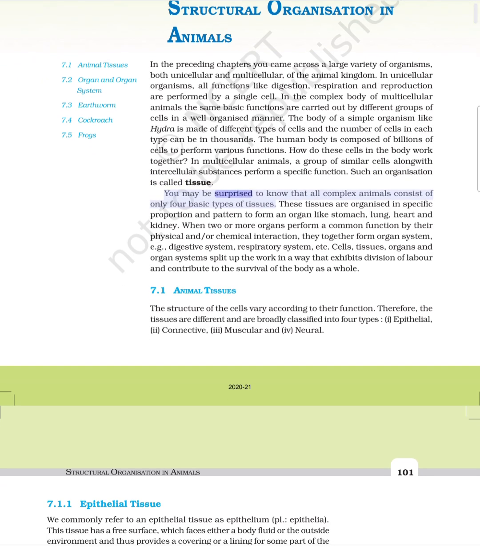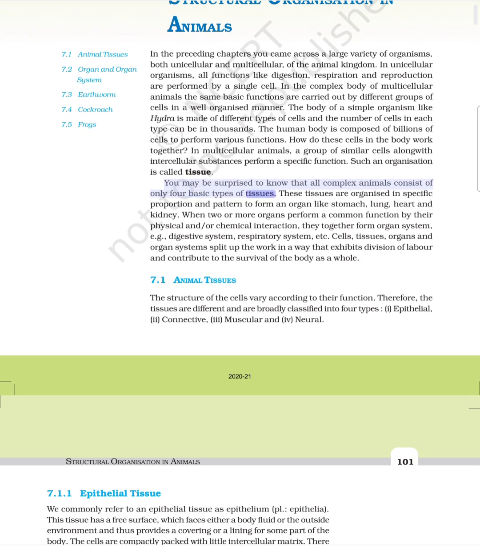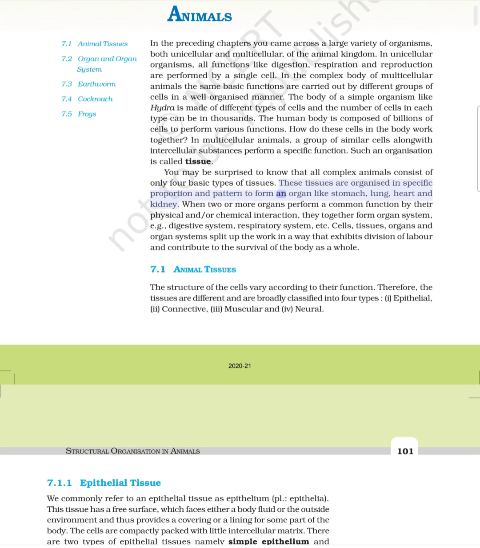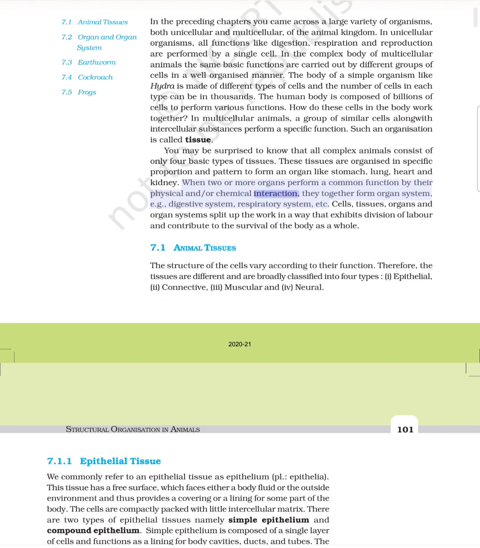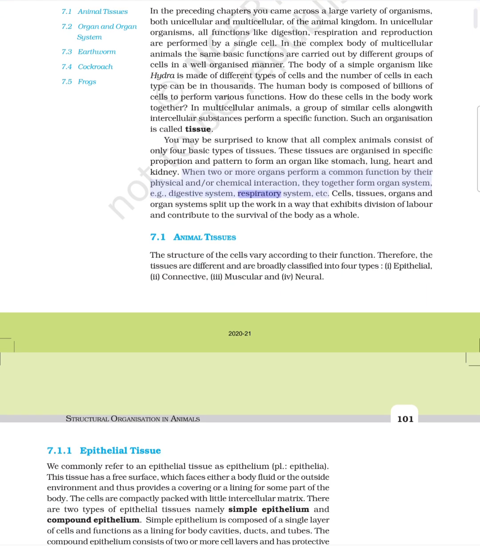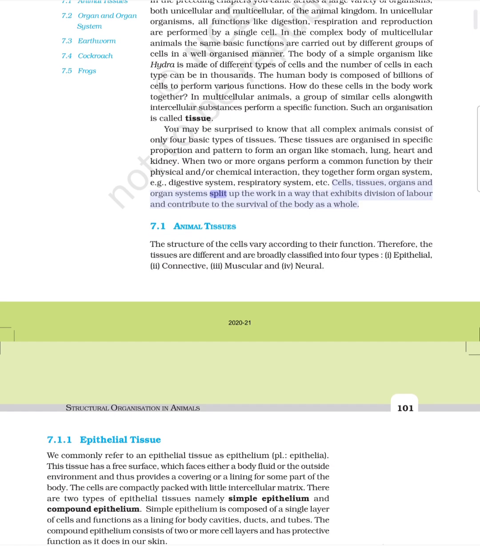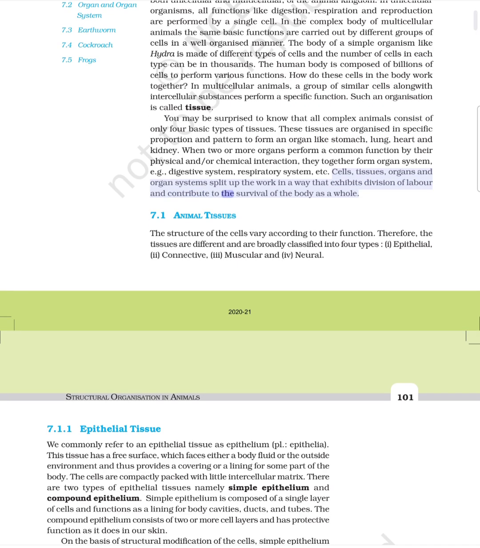You may be surprised to know that all complex animals consist of only 4 basic types of tissues. These tissues are organized in specific proportion and pattern to form an organ like stomach, lung, heart, and kidney. When 2 or more organs perform a common function by their physical and/or chemical interaction, they together form organ system, e.g., digestive system, respiratory system, etc. Cells, tissues, organs, and organ systems split up the work in a way that exhibits division of labor and contribute to the survival of the body as a whole.